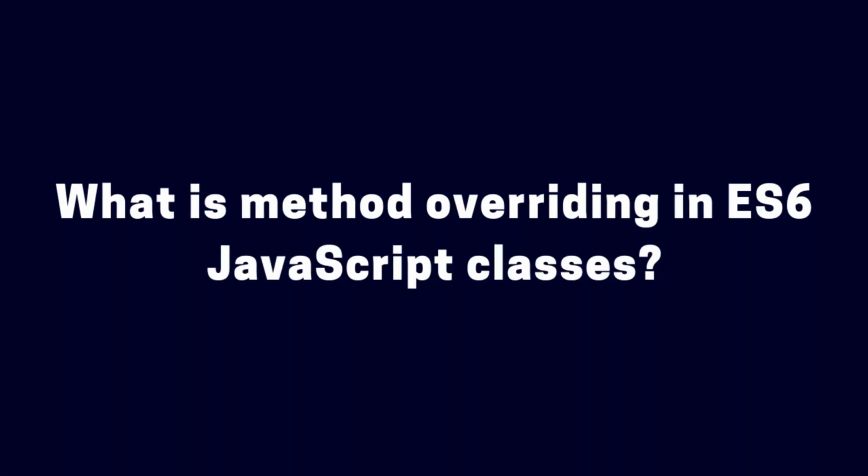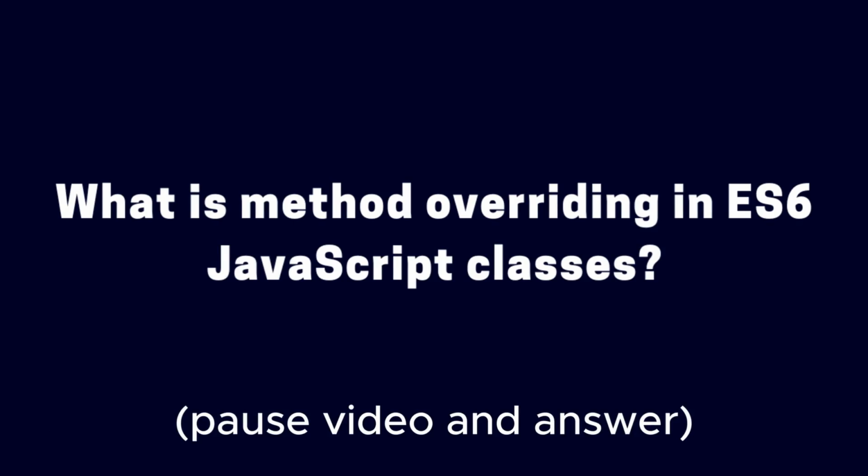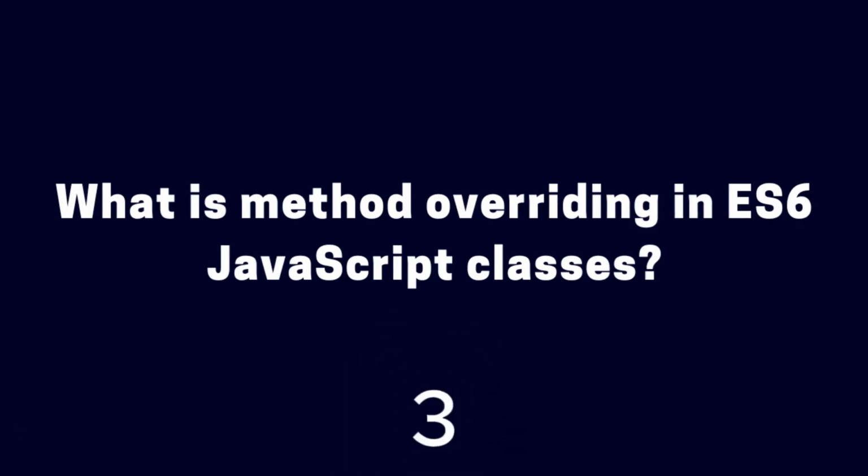What is method overriding in ES6 JavaScript classes? Method overriding in ES6 JavaScript classes is when a subclass provides a specific implementation for a method that is already defined in its parent class, replacing the parent's method with its own version.